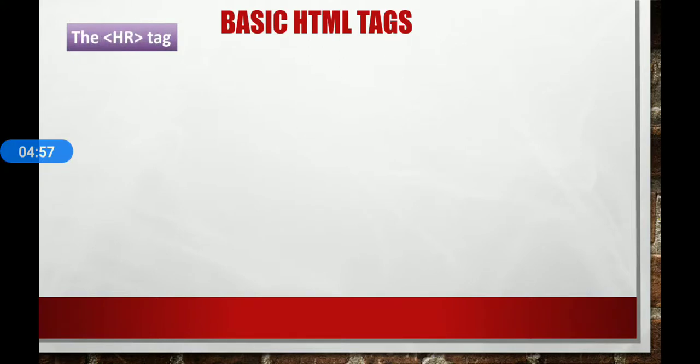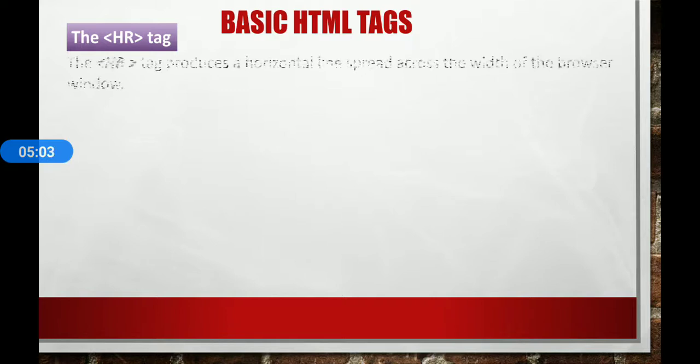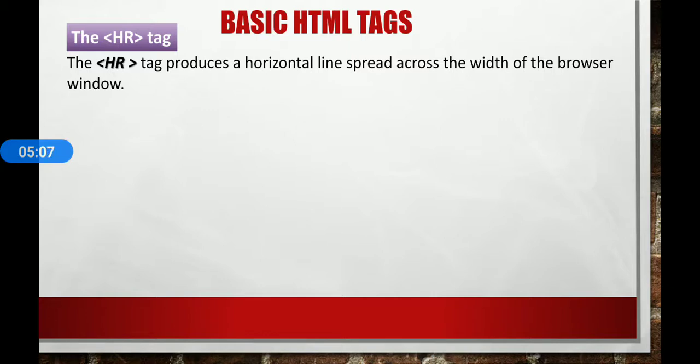Now next, the HR tag. The HR tag is used to insert a horizontal line in your page. Horizontal rules give you a way to separate sections of your document visually. The HR tag produces a horizontal line spread across the width of the browser.